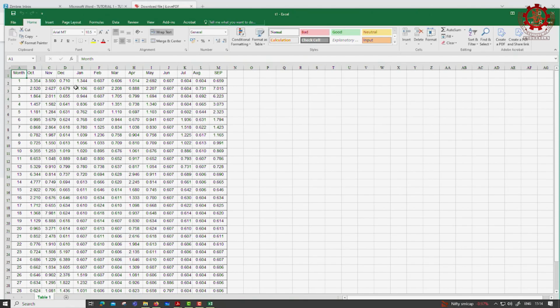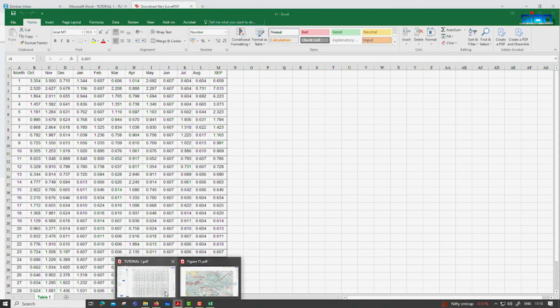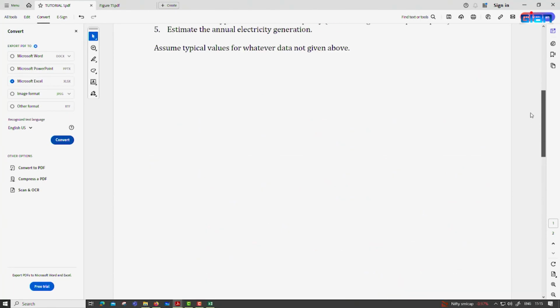Okay, now we have got the PDF sheet converted to Excel. We can see the data points here. We can see October, November, December, January up to September here. Each day, day 1 to day 31, flow rate on October 1st 3.354, October 2nd 2.5, June 3rd 0.607, and so on, right. So now we have to work on it and see what the questions raised in the tutorial were.